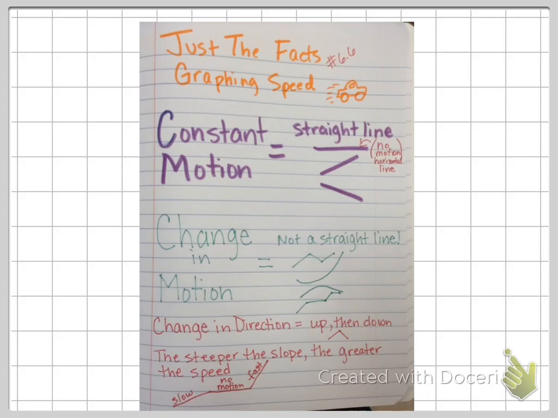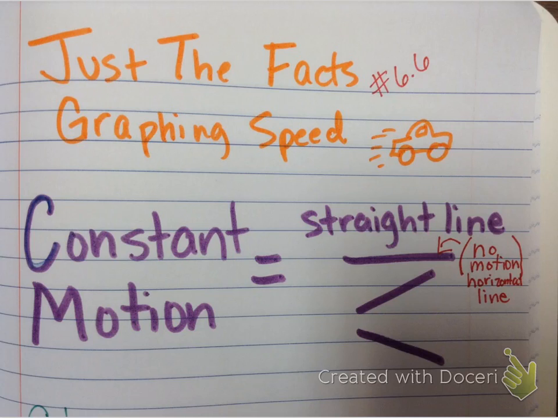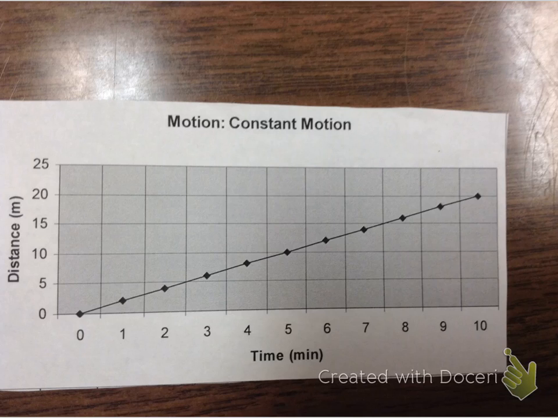We're going to talk about constant motion and change in direction. The first one is constant motion. Constant motion on a graph is going to be represented by a straight line, as long as it's straight, not curved. Now this is straight, one's going up, one's going down, but it's still straight. And if you notice, the horizontal line means there is no motion. We'll talk a little bit more about that later.